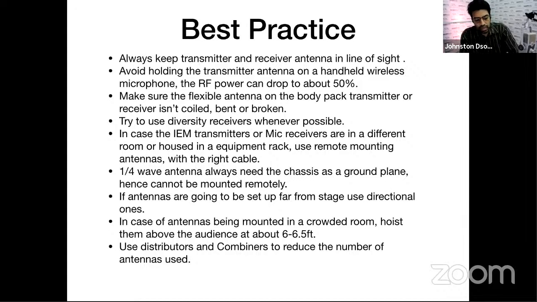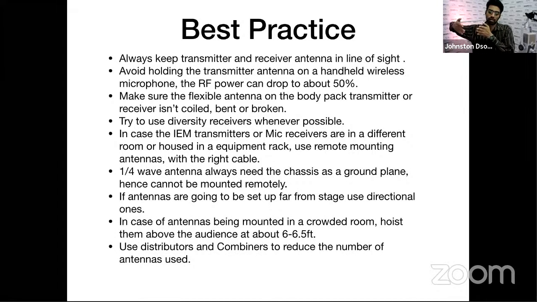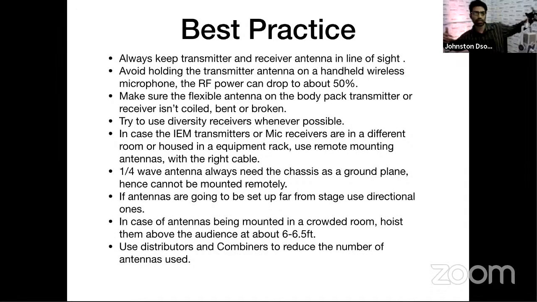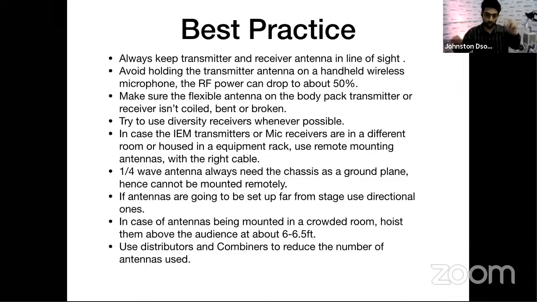If you have a diversity capable receiver, then instead of putting both the antennas on stage, you can put one antenna on stage and one antenna somewhere in the middle of the room as well, looking towards the speaker. But just make sure that you use the same length of cable, because that is also another problem. Okay, so those are things you can do to avoid your problem.